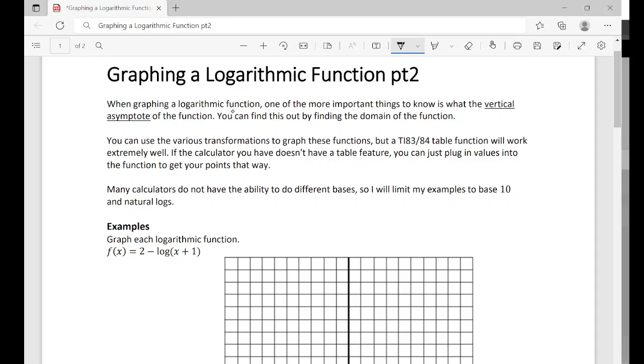When graphing a logarithmic function, one of the more important things to know is what the vertical asymptote of the function is. You can find this out by finding the domain of that function. Just take the argument and set it greater than 0.